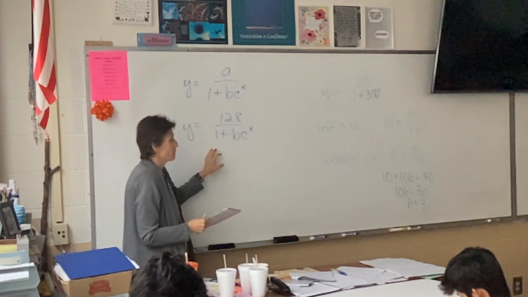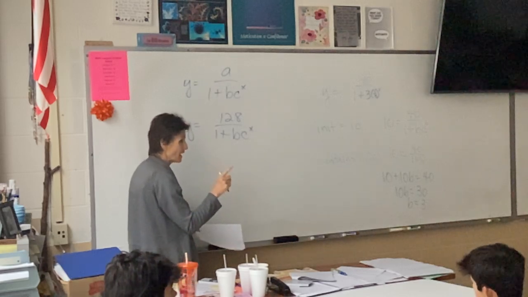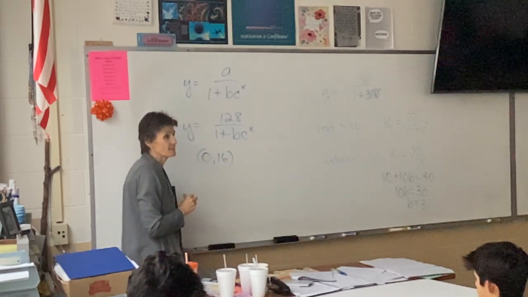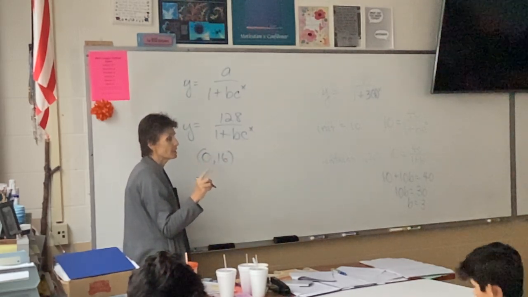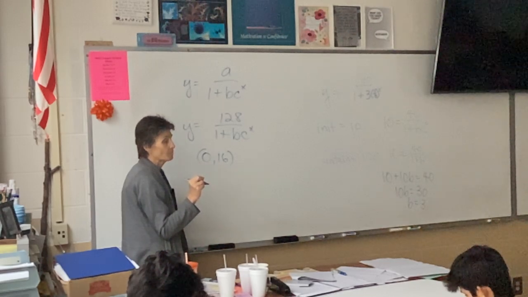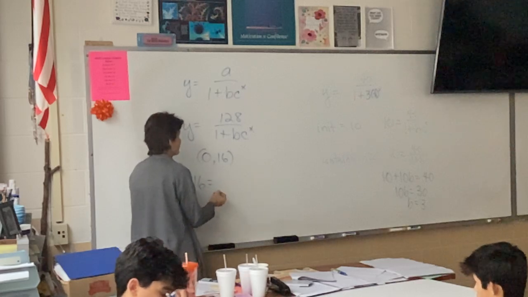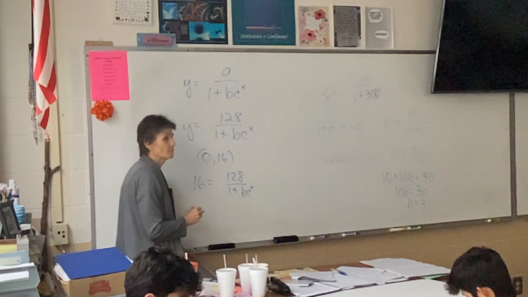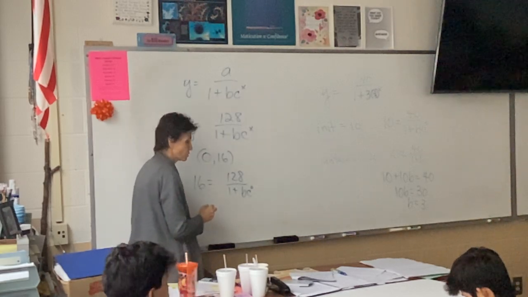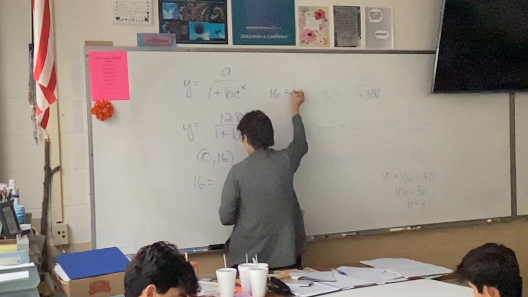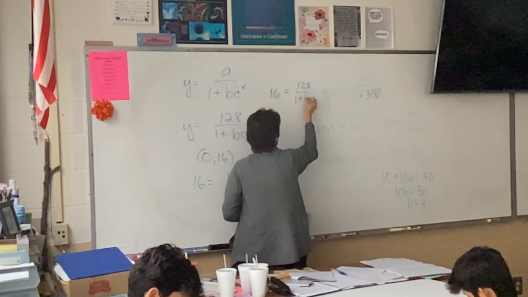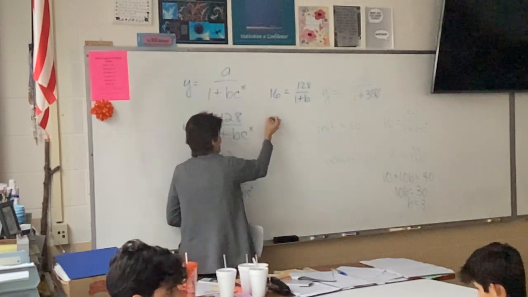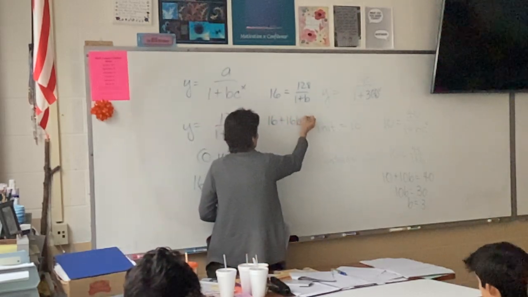And then your initial value is 16. So that means I have the point 0, 16. Initial value is y-intercept. So 16 equals 128 over 1 plus b c to the 0th, which is the same as just 1 plus b, because c to the 0th is 1. So I'll bring that 1 plus b over. Don't forget to distribute.